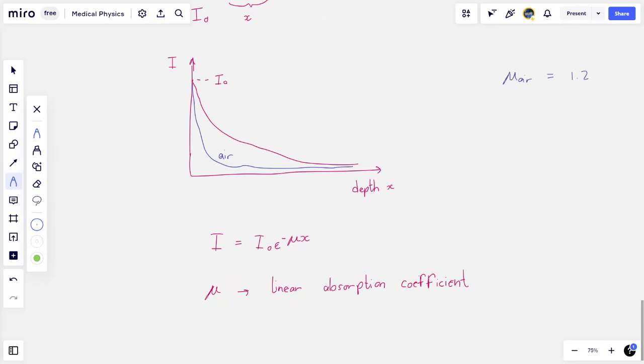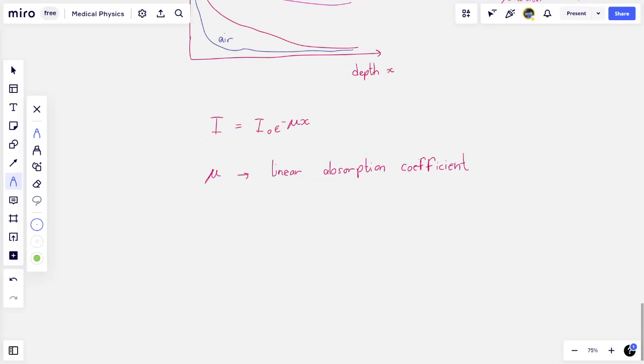But the linear absorption coefficient for water is much smaller. It's 0.0002. And good mathematics will tell you that this graph decays as well, but a lot more gradually. And so the linear absorption coefficient is smaller. It means the rate at which the graph drops is much less. Okay, so that's basically what this graph tells us. Okay, a little bit of mathematics there.